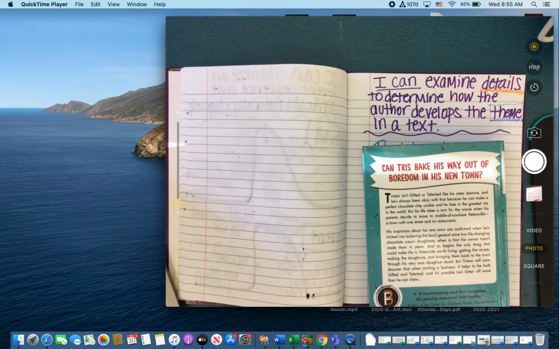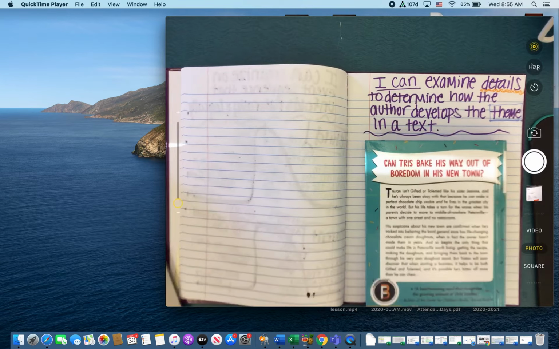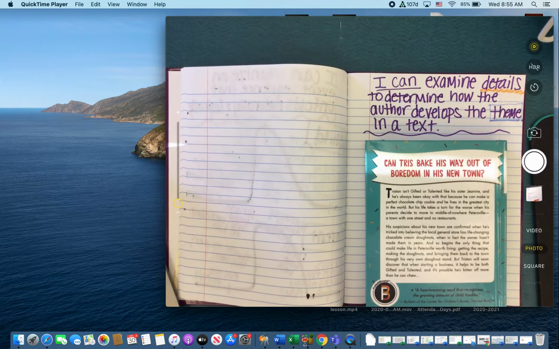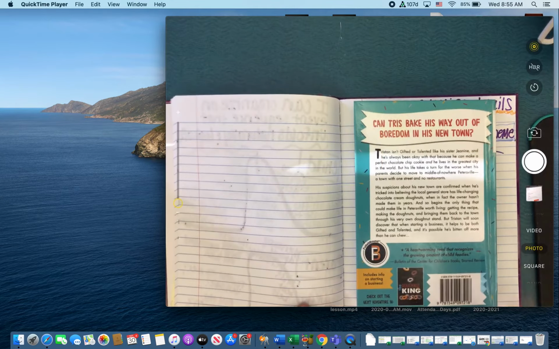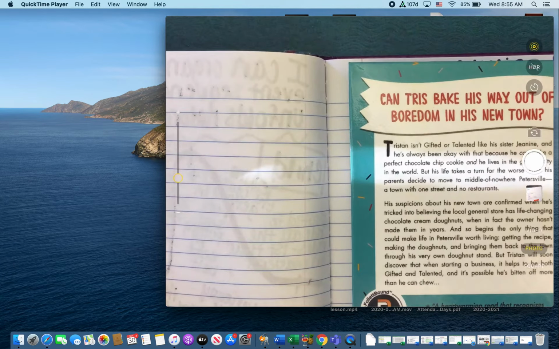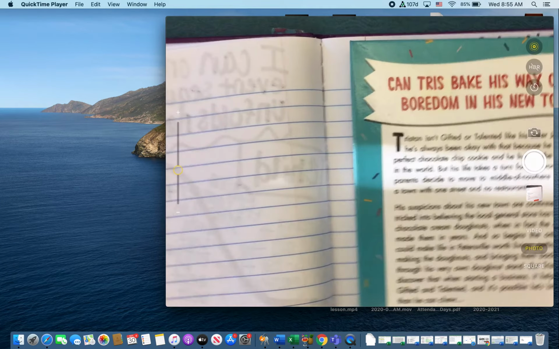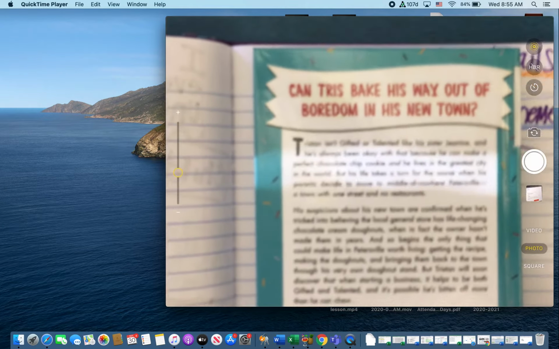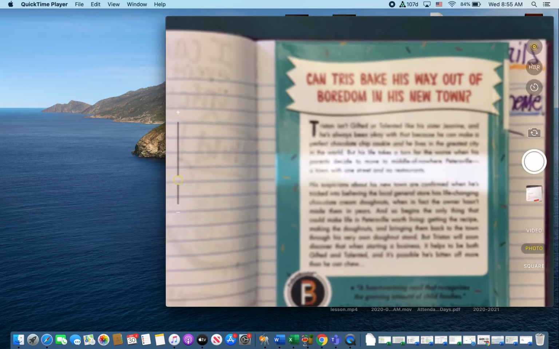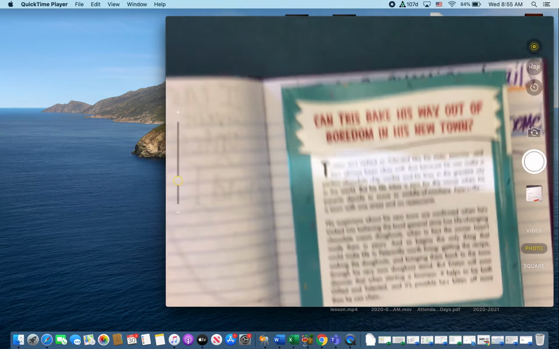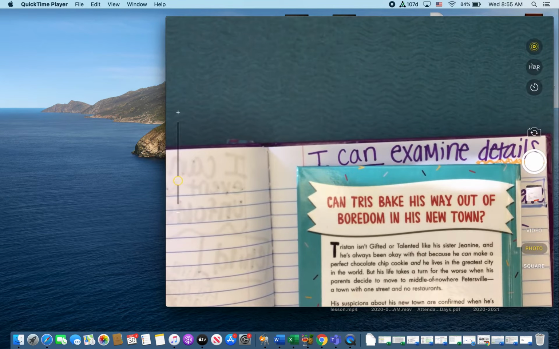Okay, so our learning goal today is: I can examine details to determine how the author develops the theme in a text. We're going to do this simply by looking at the back cover of this book. Let me see if I can get this a little more focused.